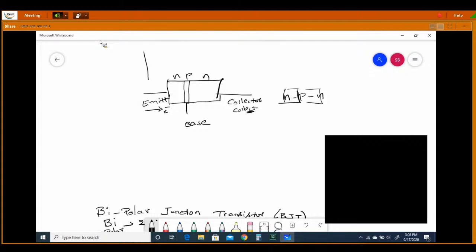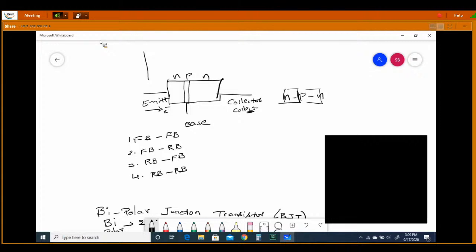Now in the case of our BJT, two back-to-back diodes are there. There are four possible combinations. What are those four possible combinations? The first one may be both in forward bias. Or the first one in forward bias and the second in reverse bias. Or the first in reverse bias and the second in forward bias. Or both in reverse bias.